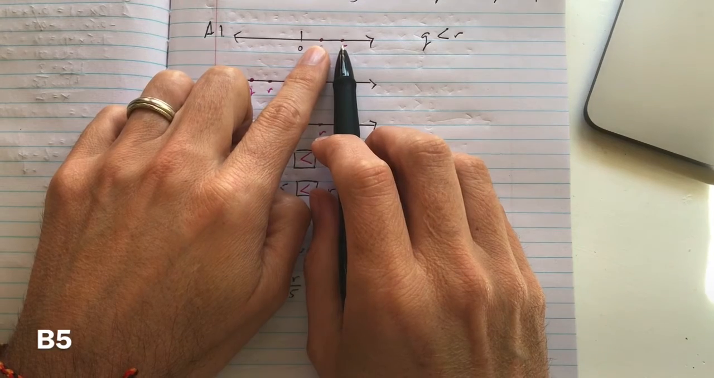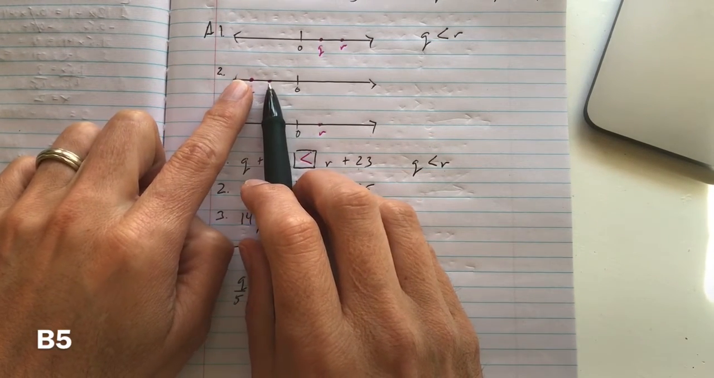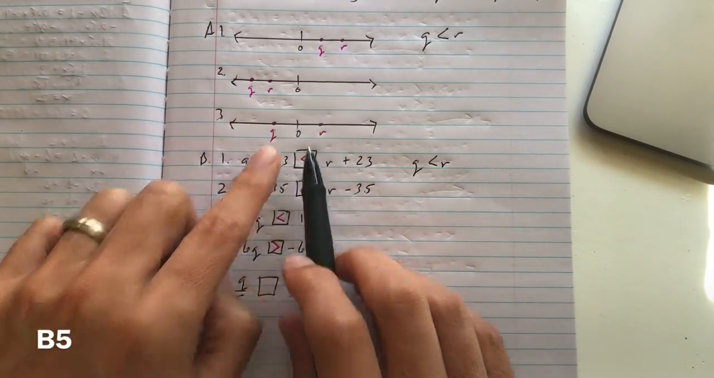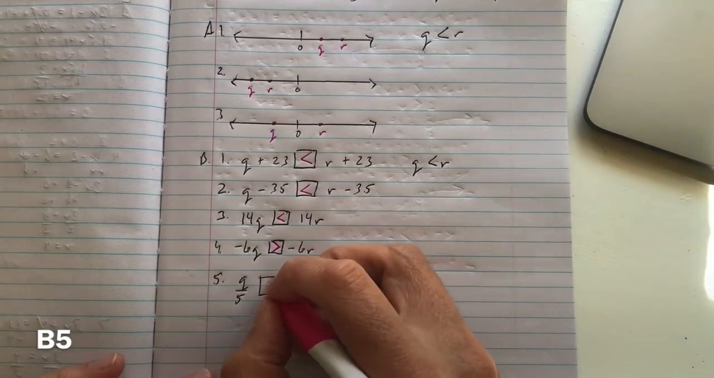So here, if I divided it by 5, they would both come this way. Dividing by 5, they would both come this way. So it still would be the same. So Q, in this case, would still be less than R.